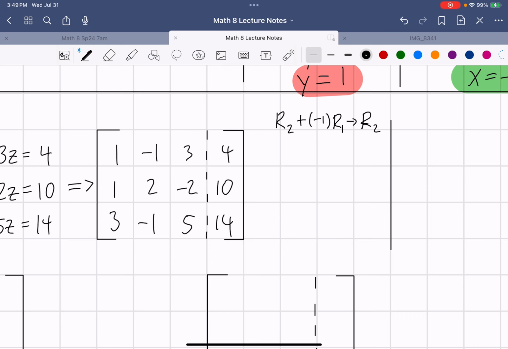So what does that look like? So let me write row 2 first. 1, 2, -2, 10. Multiply -1 will be -1, +1, -3, -4.